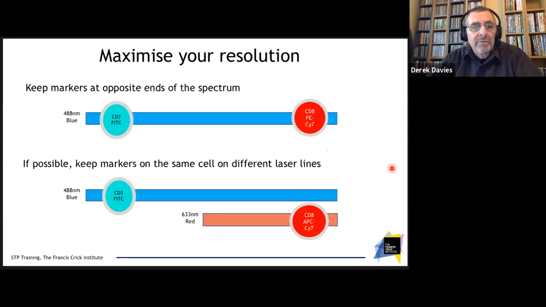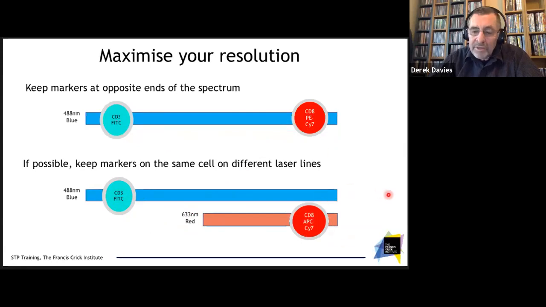So, that 2-color experiment, CD3, CD8, we know that they're co-expressed, and I've only got one laser. So to maximize my resolution, I'm going to use fluorescein and PSI7, either end of that laser. If I'm lucky enough to have a 2-laser system, I can make this experiment even better. I can have one of my analytes on the first detection channel of the blue laser and the other on the far end of the red laser. Not only are they now spread out as far as possible in the spectrum, but they're on different spatially separated lasers.